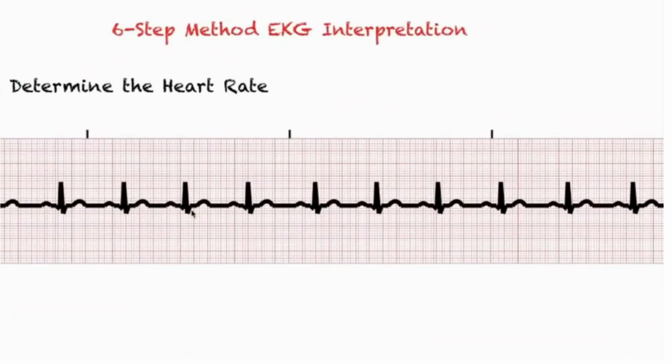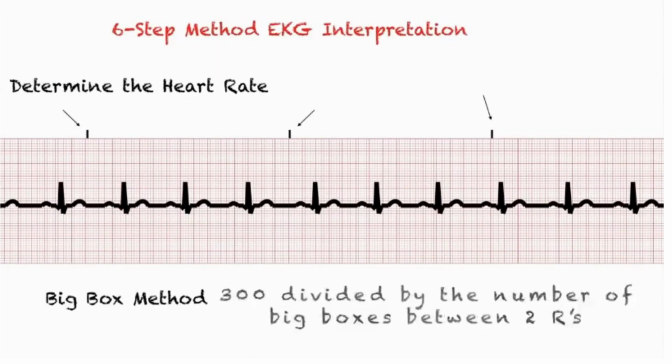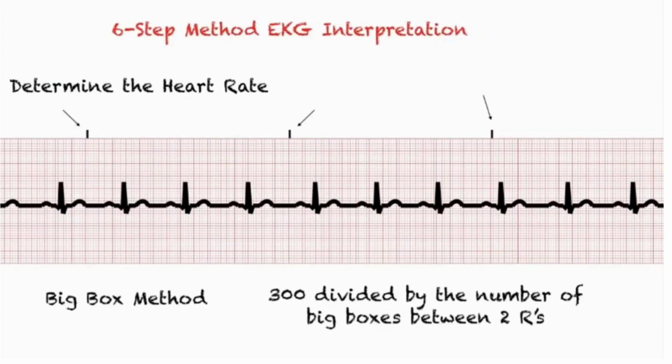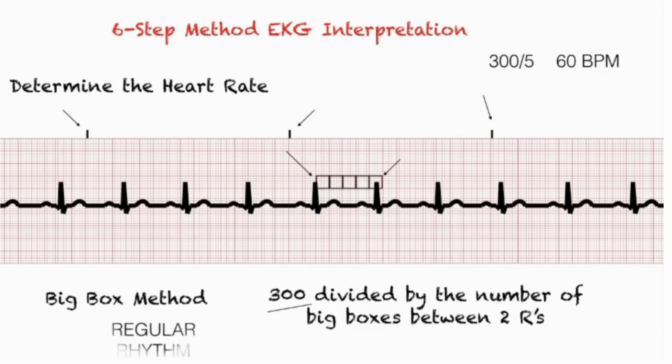Second method that we can use to calculate the heart rate is the big box method. And the way this works is that we divide 300 by the number of big boxes between 2 R's. Our magic number is 300. So for this strip, we are going to use these 2 R's right here. So we have 1, 2, 3, 4, 5 big boxes in between R's. And so, using the formula, 300 divided by 5, we have 60 beats per minute. This method works better for regular rhythms only.